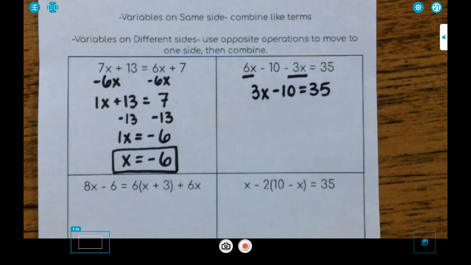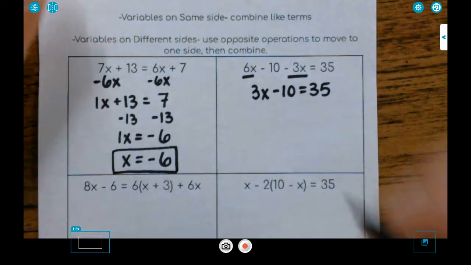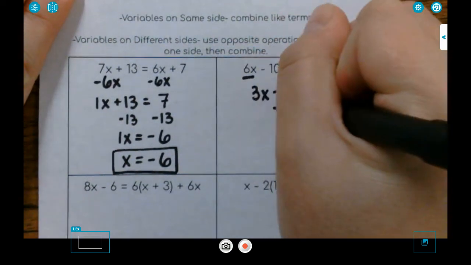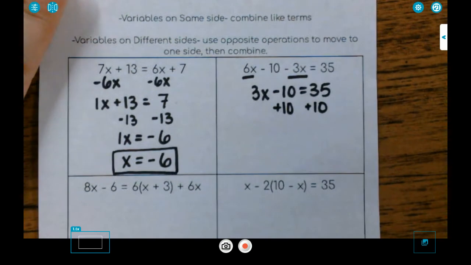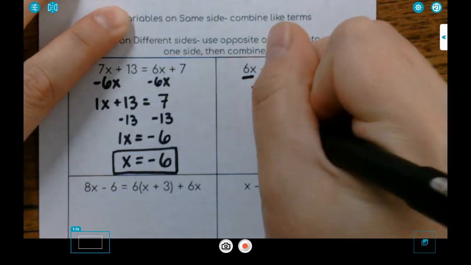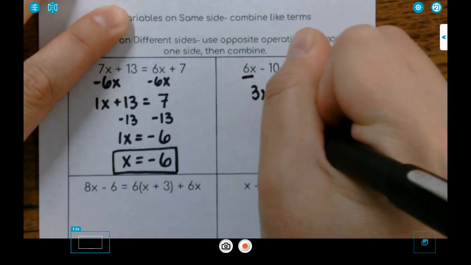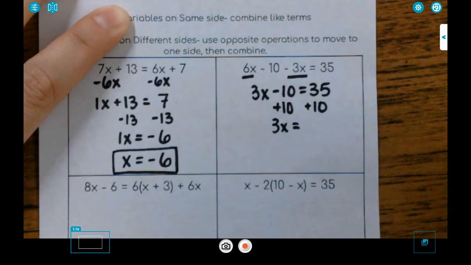Okay, from there, it's a two-step equation, meaning it's two things to get x by itself. I'm going to get rid of that minus 10 by adding 10 to both sides. That gives me 3x equals 35 plus another 10 is 45.